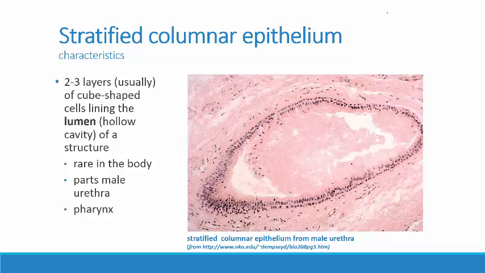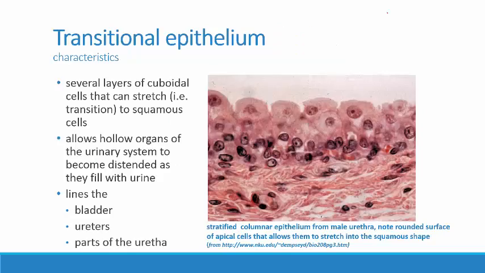Remember, well, you don't know this yet. The urethra is the tube that carries urine from the bladder to the external surface of the body, and so that's a place where we find stratified columnar epithelia. All right. I think that, oh, no, one more last, sorry.